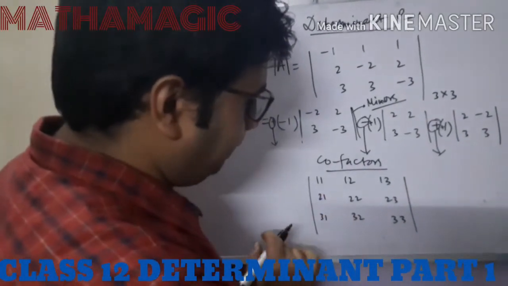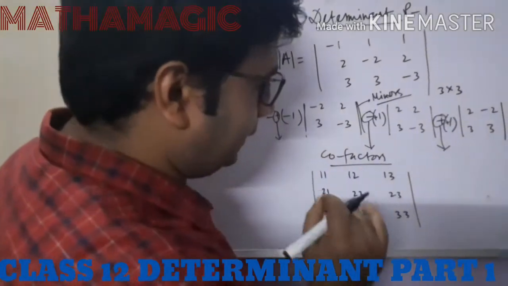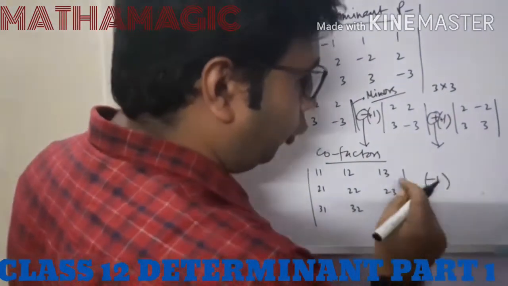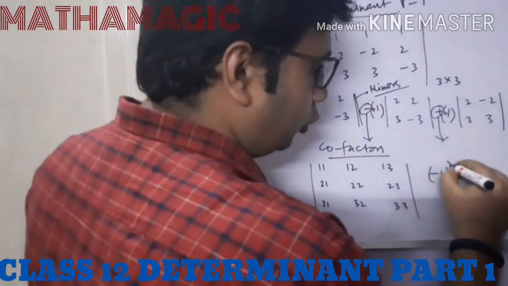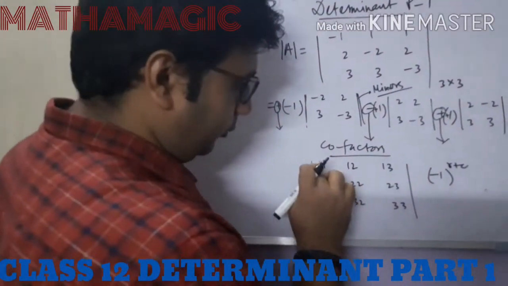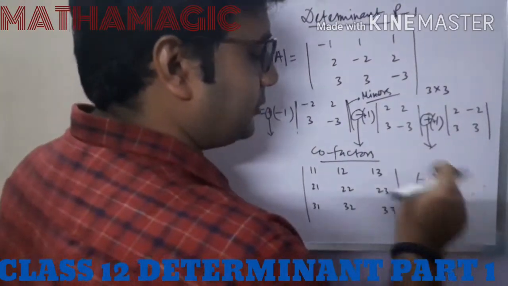Now, the concept of cofactors is like this. We have to determine the sign by calculating like this: -1 whole to the power, be very careful, -1 whole to the power row number plus column number. That means here whether the sign will be a plus or a minus will be determined by this formula.